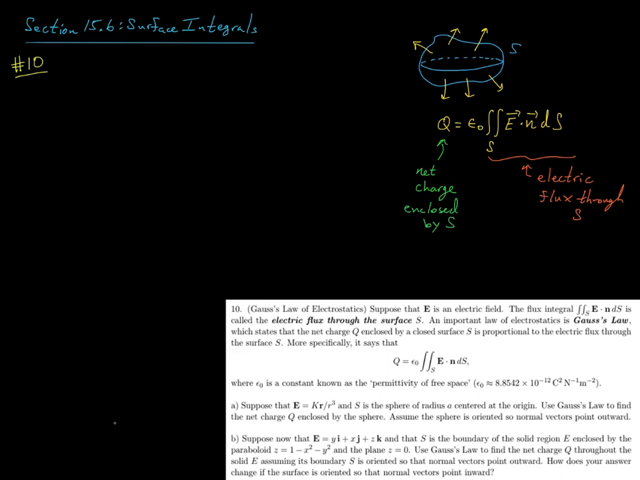All right, problem 10 deals with Gauss's law of electrostatics, and it says that E is an electric field. The flux integral of E over some surface S is called the electric flux through the surface S. Okay, so it's a bit of a disclaimer before pressing on.